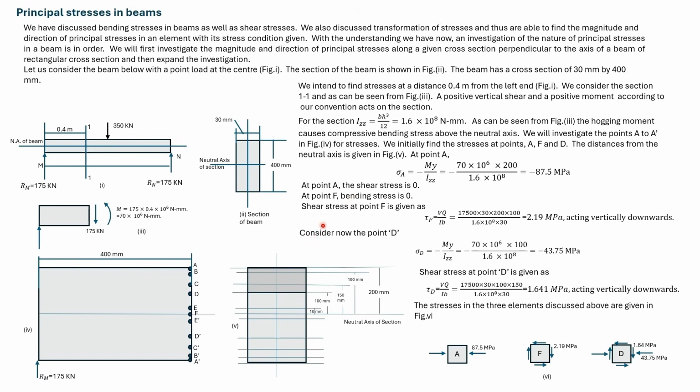Let us now consider the point D. The value of y in this equation is 100 at D. So we find the normal stress at D. To determine the shear stress at D, we use Q of this shaded portion. The stress acting on the elements at A, F, and D are shown here.